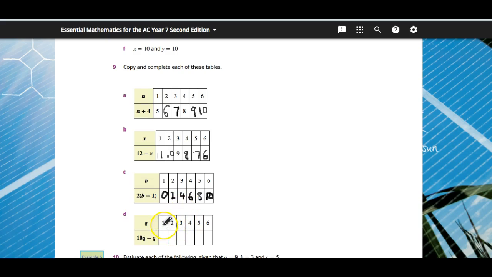All right, lastly, question D. So we're substituting in the number for Q, and Q occurs twice. So for the first one, we've got 10 times 1 is 10, minus 1 is 9. 10 times 2 is 20, minus 2 is 18. It'll be hard to fit these numbers in. 3 times 10 is 30, minus 3 is 27. Oh, can you see a pattern already? 40 minus 4, 50 minus 5, and then 60 minus 6. Okay, and if you haven't picked it already, we're going in multiples of 9.